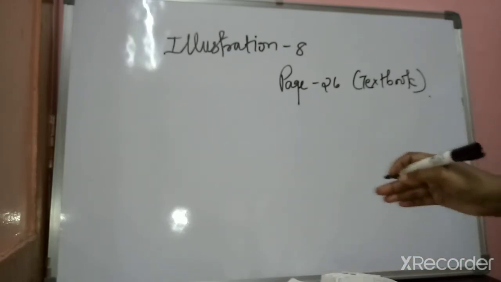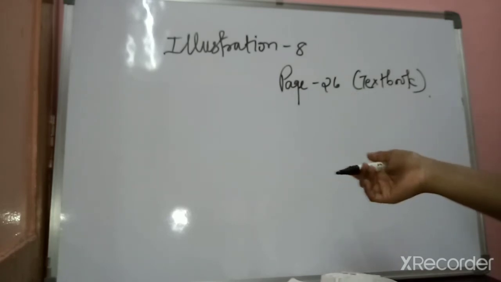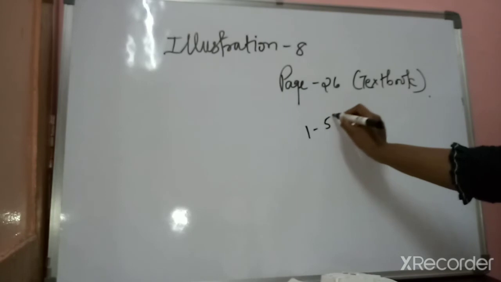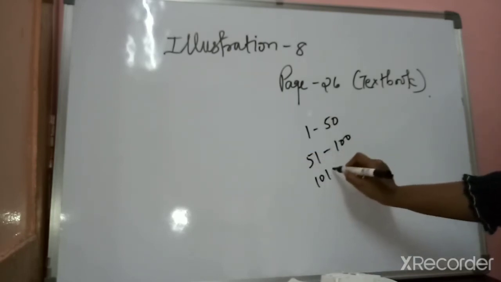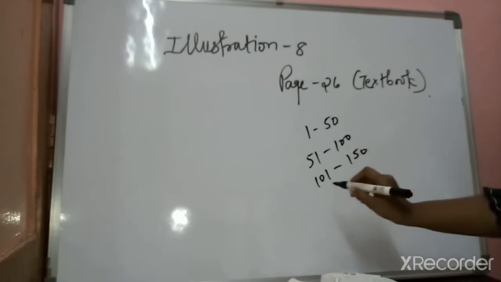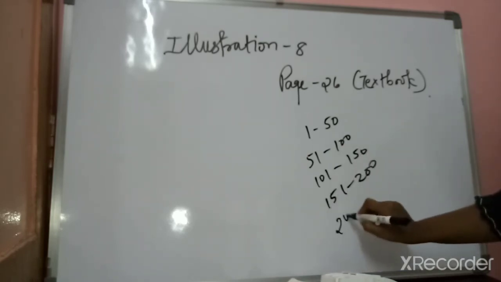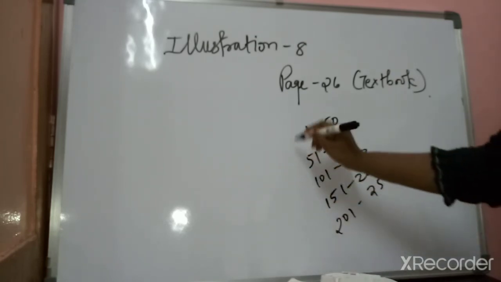Now two things have been given to you: demand of rooms and the number of days. You can see the classes given are 1 to 50, 51 to 100, then 101 to 150, 151 to 200 and 201 to 250. Like this it has been given to you, the demand of rooms.